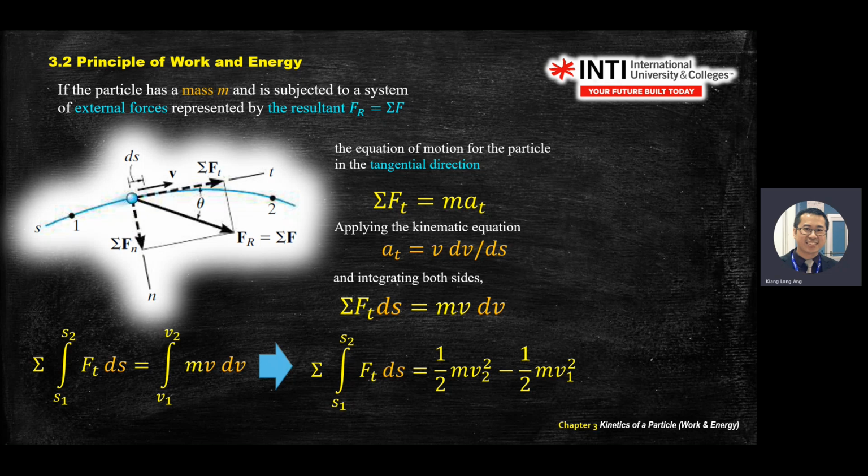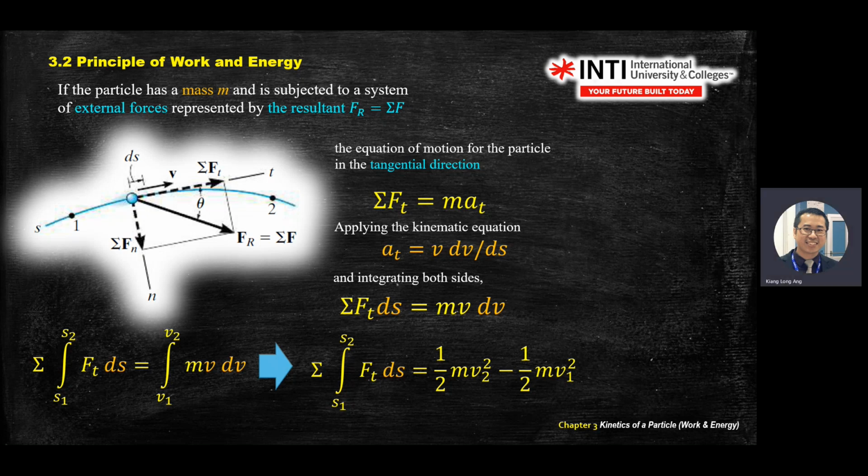What is half mv squared? Kinetic energy. Kinetic energy, half mv squared. You learn in your physics. What is potential energy? mgh. So now we deal with kinetic first. Later we deal with potential energy.